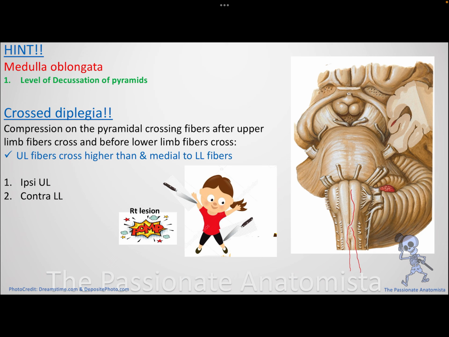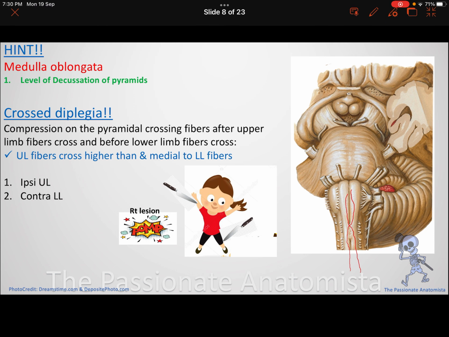This is from the upper limbs. All right? Now, if I have information coming from the lower limb, it's going to be lateral and lower. So this is from the lower limbs. What's going to happen is there is something called crossed hemiplegia. If there is a tumor here compressing on this side of the crossing fibers, we're going to have ipsilateral upper limb paralysis and contralateral lower limb paralysis.